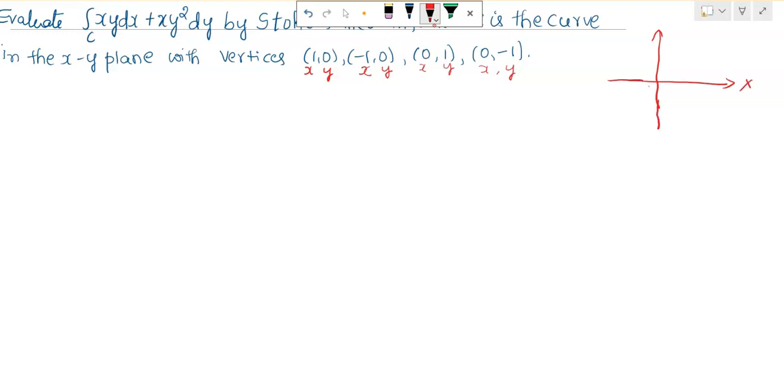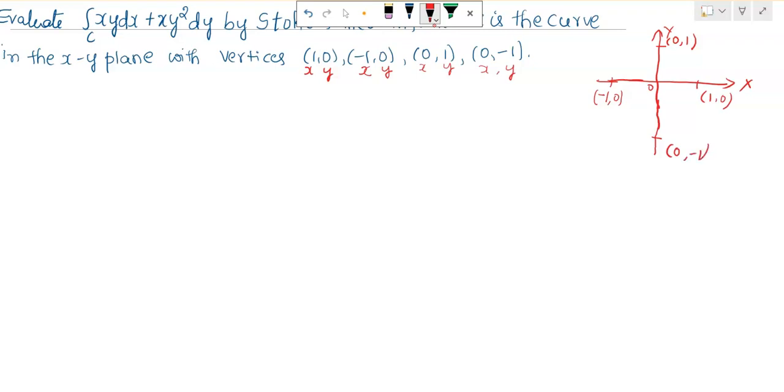So this is the x, o, y plane. See, 1 comma 0 means along the x-axis y is 0, x value is 1, so 1 comma 0. Minus 1 comma 0 means that along the negative x-axis, the point of x is minus 1, y is 0. 0 comma 1 means along the y-axis, x value is 0, so this point is 0 comma 1. And the last point is y equal to minus 1. It comes on the negative side. So 0 comma minus 1.